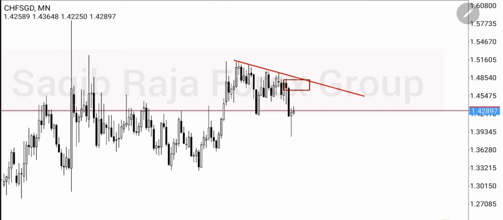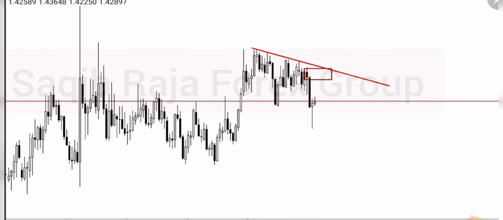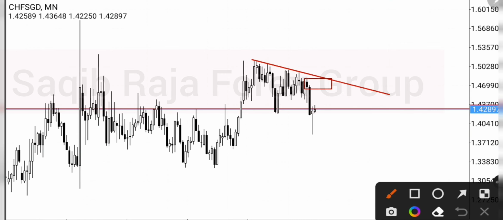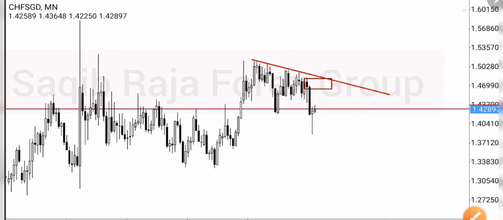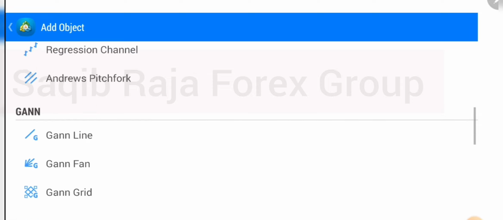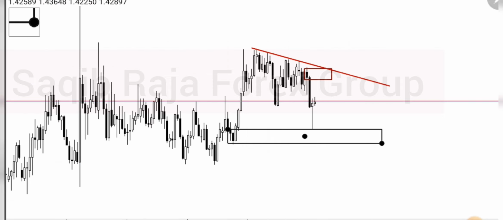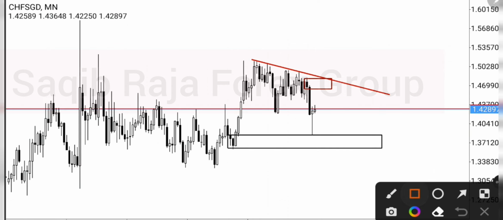So let's start. This is our first video from mobile. It's CHFSGD, Swiss franc, Singapore dollar. What happens if you see my last post on CHFSGD? I shared that area. Let me draw it by using the rectangle tool. Okay, so this is our area, and the market took entry from here, and it was dropping down, dropping down, dropping down.